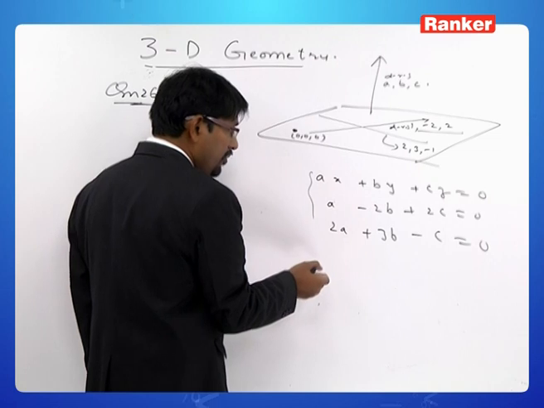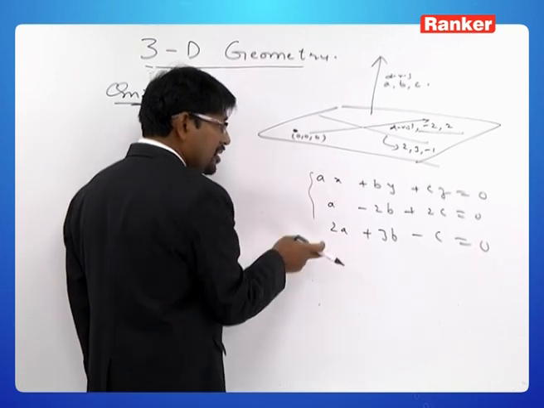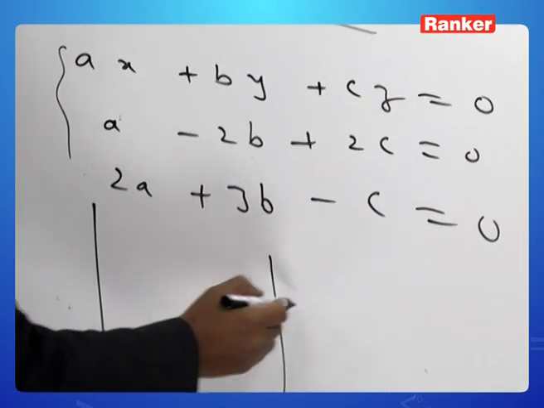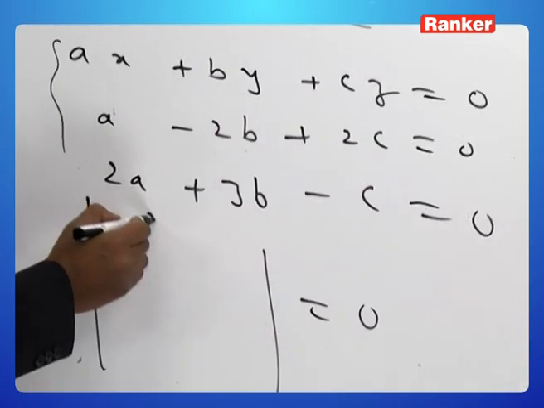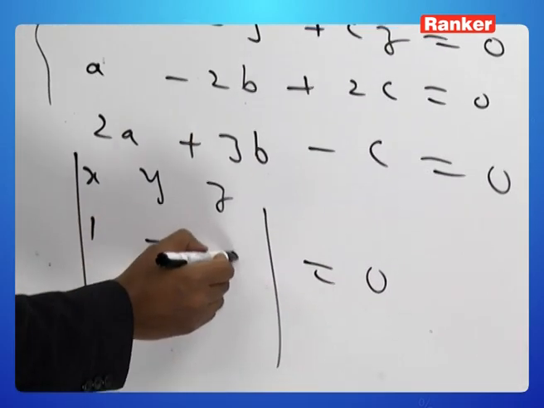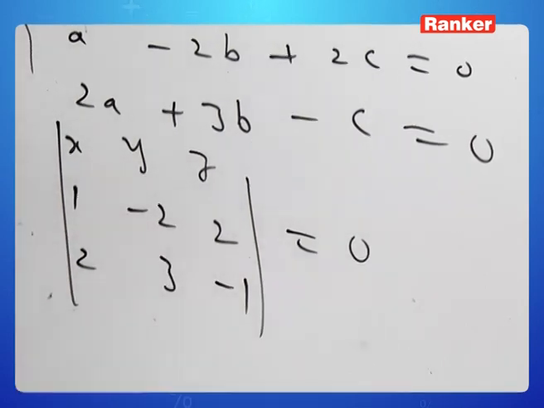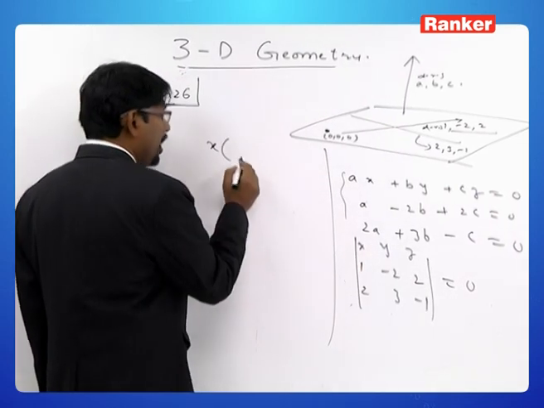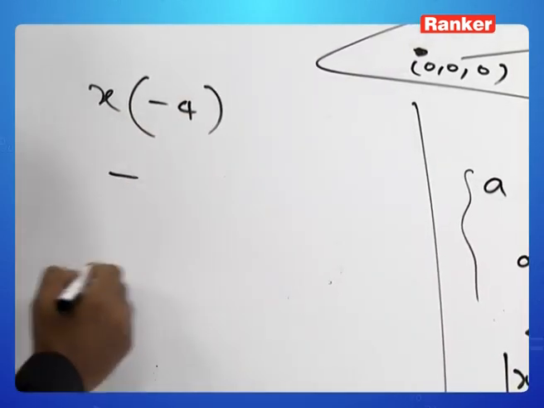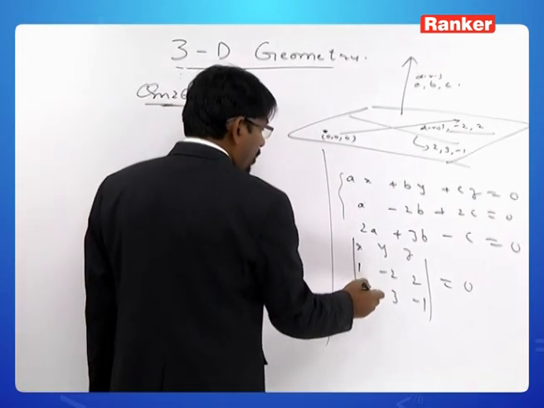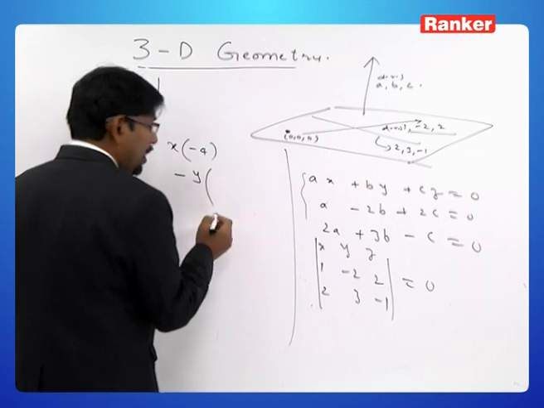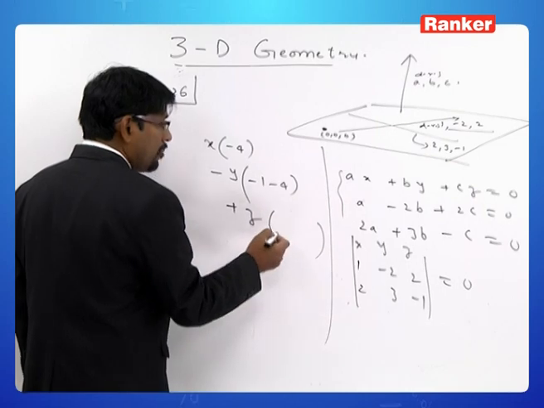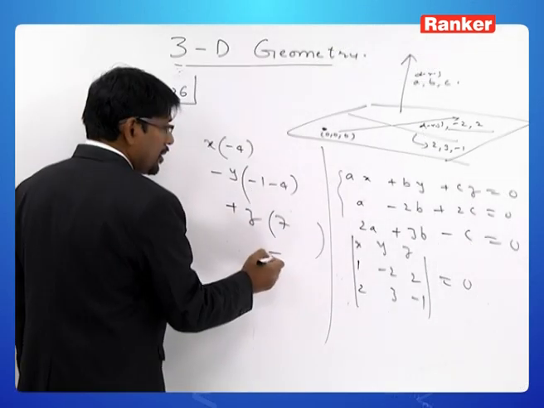So we have a system of 3 equations in 3 unknowns A, B, C, a homogeneous system. A, B, C can't be all zeros. So what is it? The determinant of the coefficient matrix has to be 0. So the equation of the plane taken in the form of x, y, z, then 1, minus 2, 2 and then 2, 3, minus 1. Open up this determinant, x into minus 2 into minus 1, that is 2, 2 minus 6, that is minus 4, minus y into, what? 1 into minus 1, minus 1, minus 4, plus z into 3 minus of minus 4, that is 7, that is equal to 0.